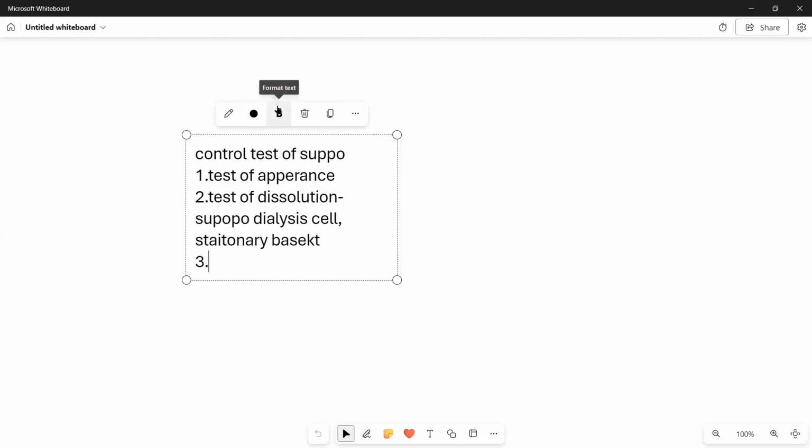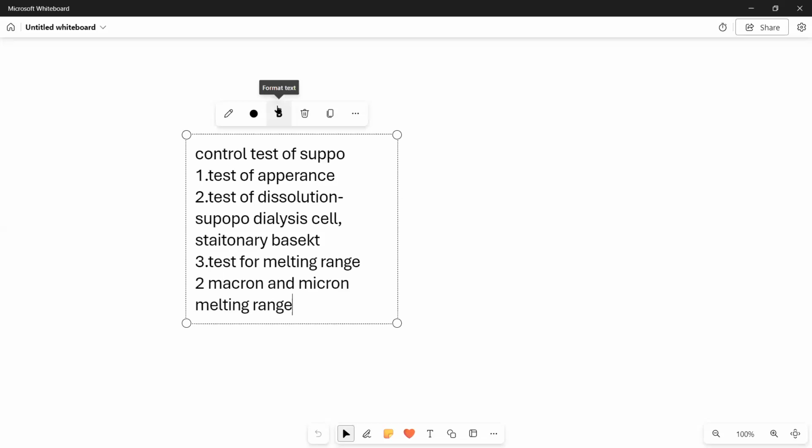Okay. The next test is the test for the melting range. In the test for the melting range, we measure the macro melting range and the micro melting range, so we test two types of melting ranges. The first one is the macro melting range, which is mainly used to measure stability. So the macro melting range signifies the stability.